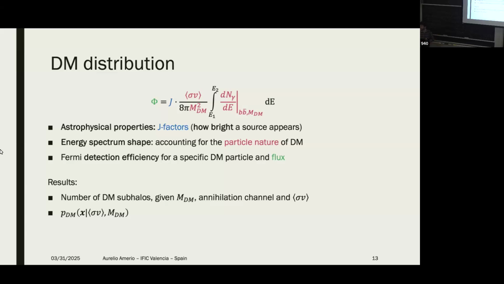Do you know how robust to tidal disruption and other things the dark matter subhalos that you're looking at are? That's a very good question. Probably for J factors.